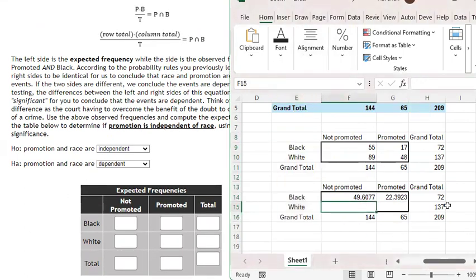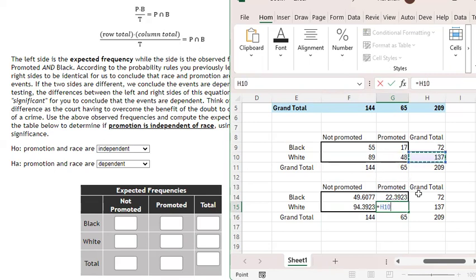Okay, so now we got to do the expected frequencies for white. So we're going to do the total number of white, the row total, times the column total, not promoted, divided by the overall total. And we get 94.923. And it's, again, pretty close to 89, right? It's not too far off. They aren't too big of differences, right? Now let's do the total white, the row total, times the column total promoted, right? When we multiply, remember, multiplication in probability theory is and, right? Then we divide that by the overall total.